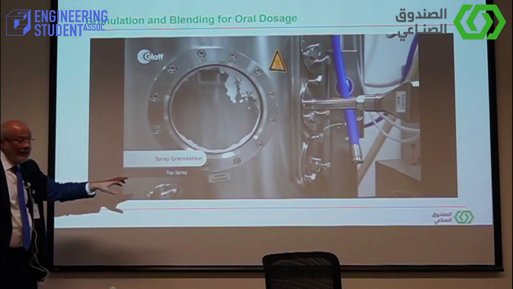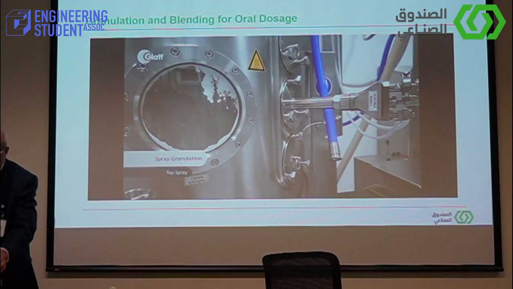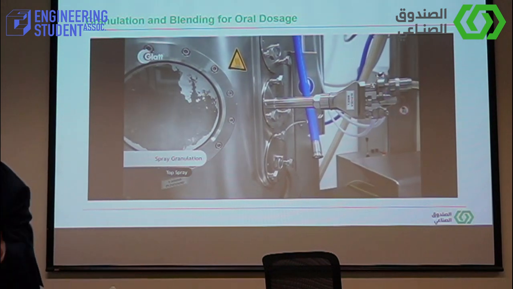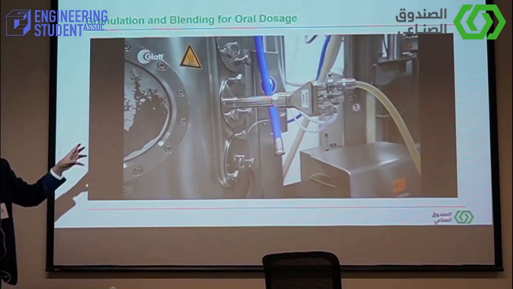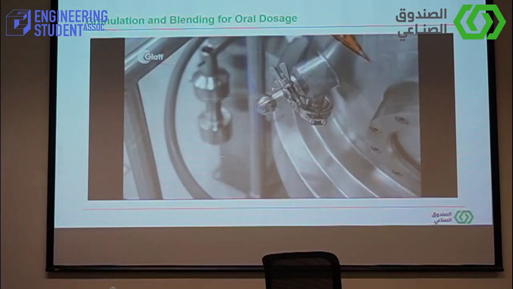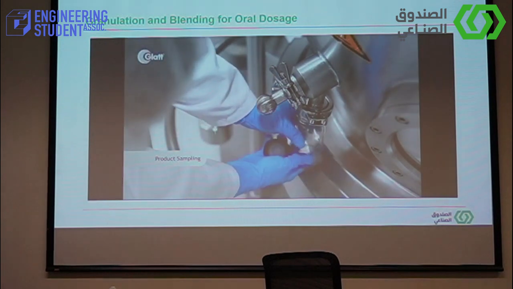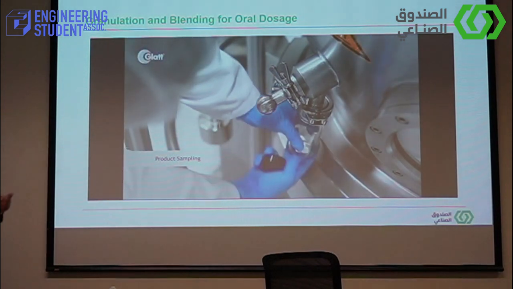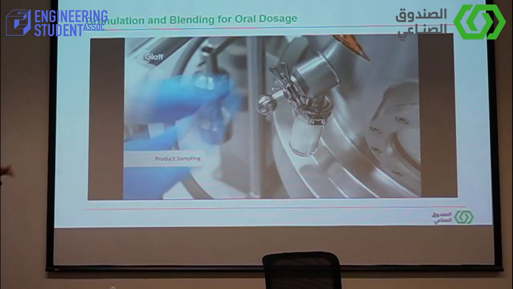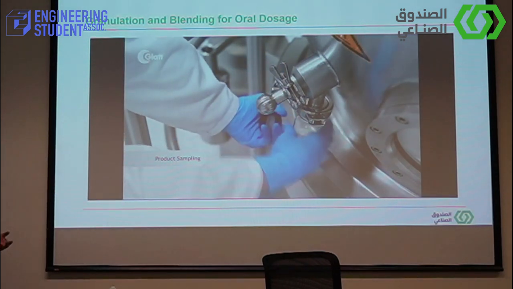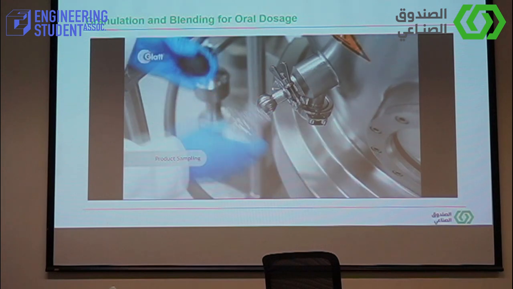So this is basically what is happening here: they are now making these granules, something similar to these granules, not exactly these, but something similar they are trying to make. It's known as granulation, so they make that in this particular thing. Now they want to check what the condition is, so they take a sample out here. They have not touched the product, but the sample is out, so no one has touched the product.